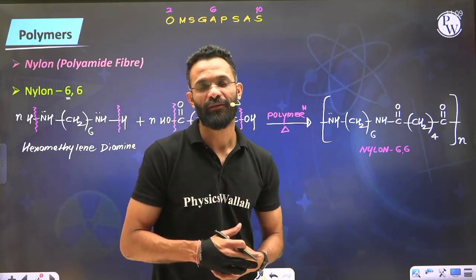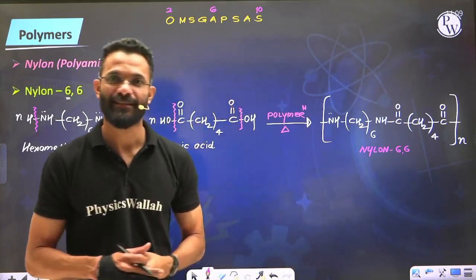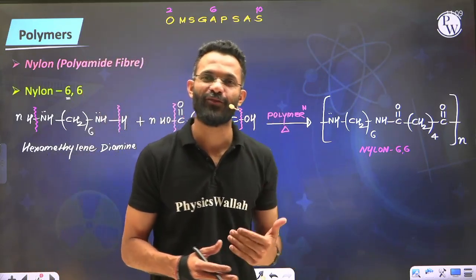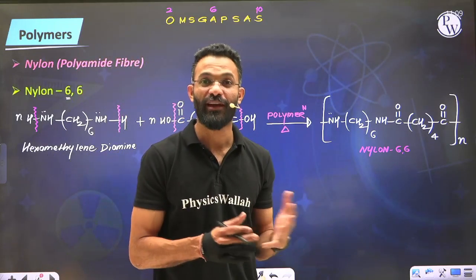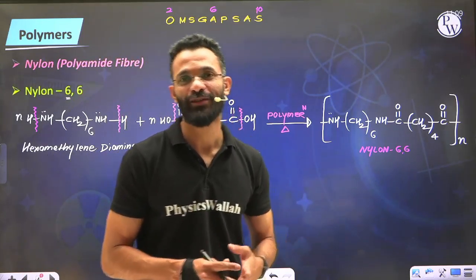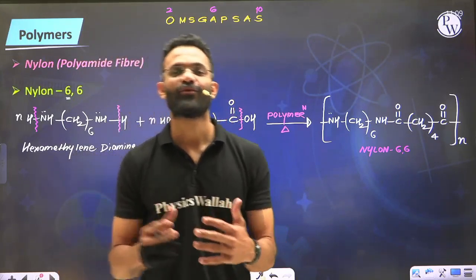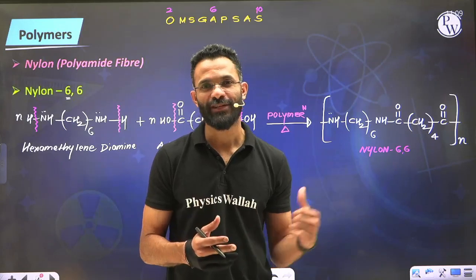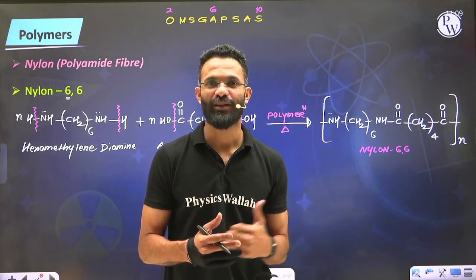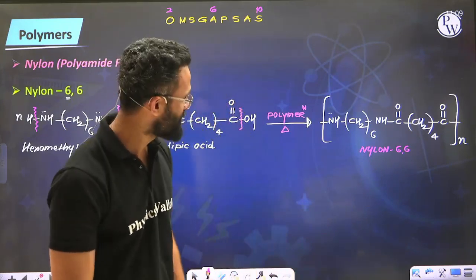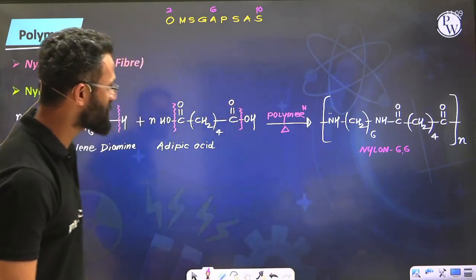So if you all remember, when we classified the polymers, we classified them on the basis of intermolecular forces. So we had elastomers, we had fibers. Elastomers were the ones where polymeric chains were held together by weak van der Waals forces, whereas in case of fibers, the polymeric chains were held together by hydrogen bonding. So this could be one of the examples of that.